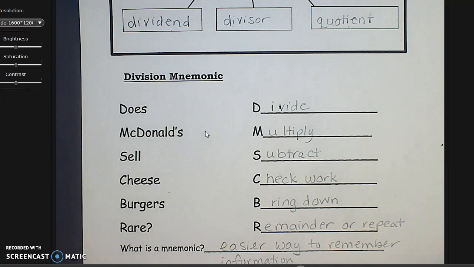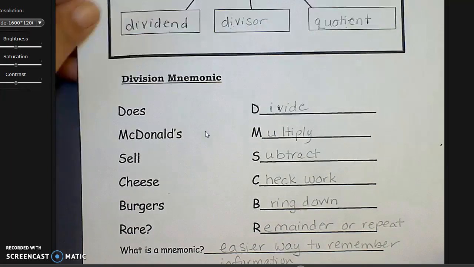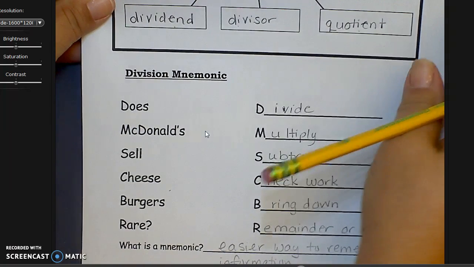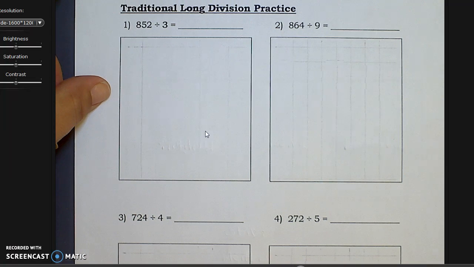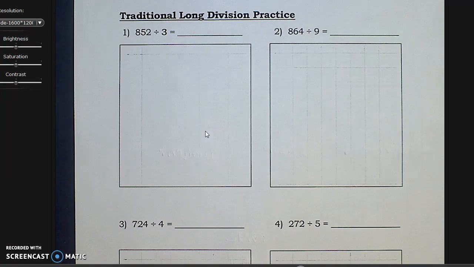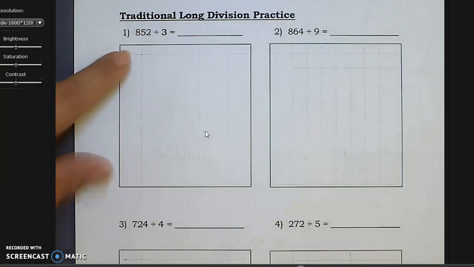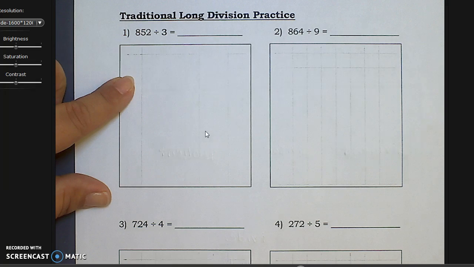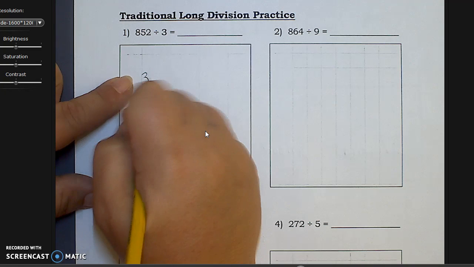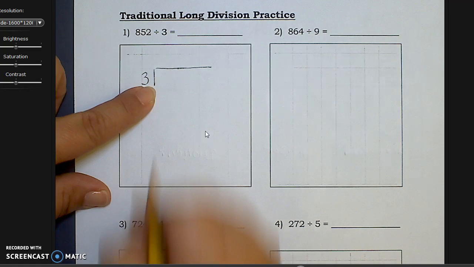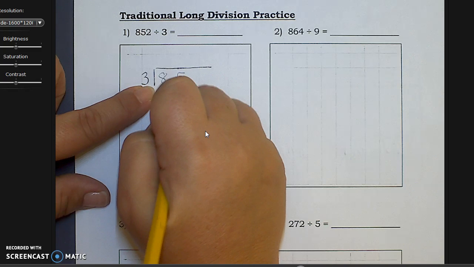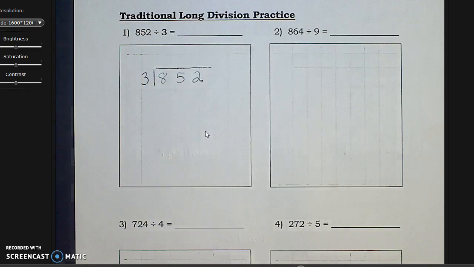Now, take your worksheet and flip it over, and you should find on the back of your worksheet 4 problems. So you're going to be practicing traditional long division. So there is a grid here. It might be a little more difficult to see on the video. So for problem number 1, what I'd like you to first do is let's write down the problem. So the divisor is 3. I'm going to make a box. Divisor on the outside, dividend on the inside. 852. And we need to find the quotient.